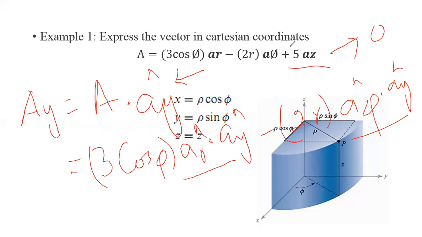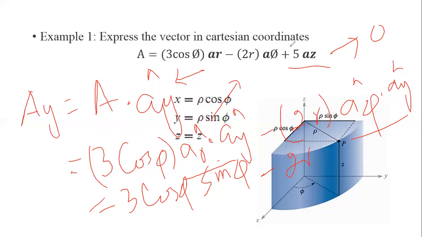So a_r dot a_y, we know that it is actually sine of phi. A_r dot a_y, we found this out yesterday, that a_r dot a_y is sine of phi. So we will get 3 cos phi sine phi minus 2r a_phi dot a_y. A_phi dot a_y results in cos of phi.